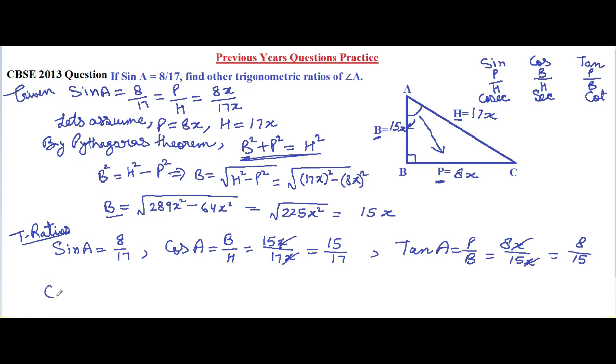Fine. Now cosec A. We know cosec is reciprocal of sine. So we have sine as 8 upon 17. So cosec would be 17 by 8. Similarly, sec A is reciprocal of cos A. Cos is 15 by 17. So sec would be 17 by 15. Similarly, cot A is reciprocal of tan A. Since tan is 8 by 15, cot would be 15 by 8. So this is how we find out the trigonometric ratios if any one ratio is given.